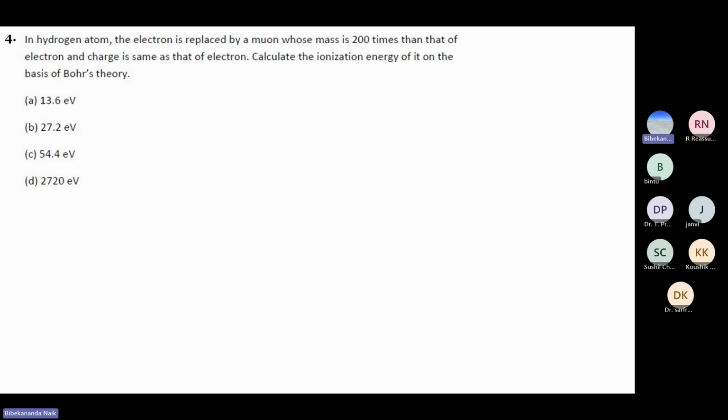Yes, so can anyone tell me which of the options will be correct? Yes, anyone?